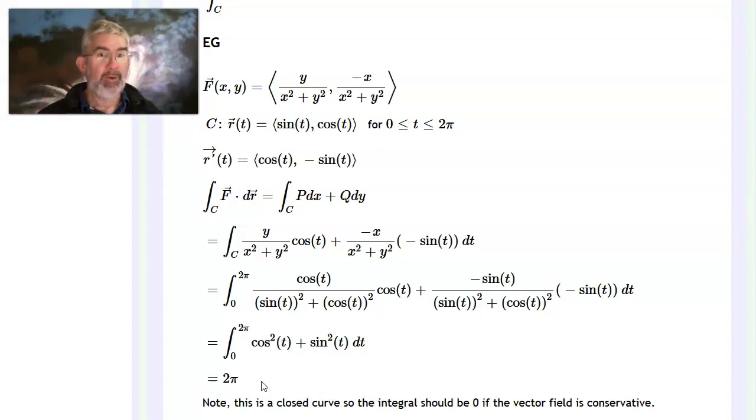Notice that my integral did go around the bad point, the point where the vector field is not defined. That particular loop was a bad one, and it did not give me 0, and this is not conservative. All right, there you go.